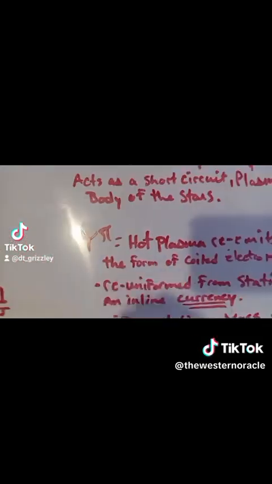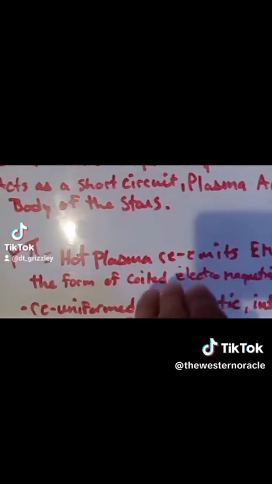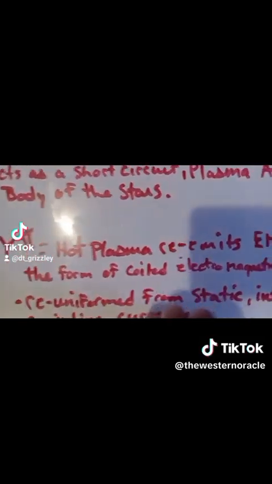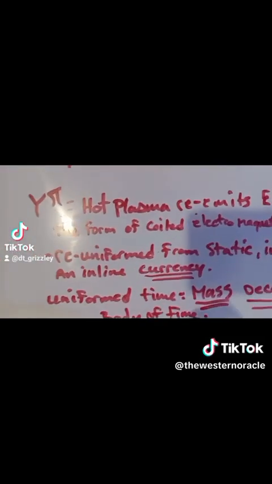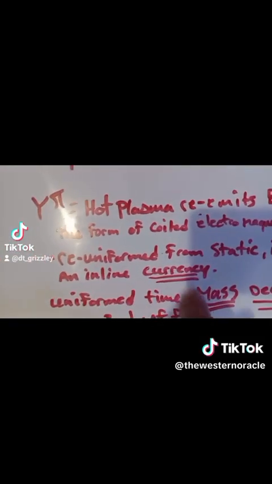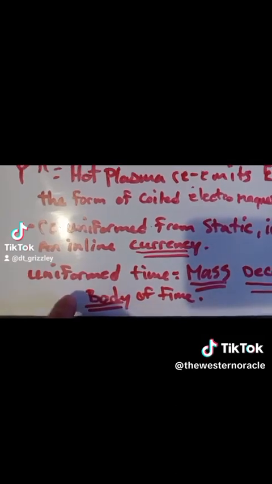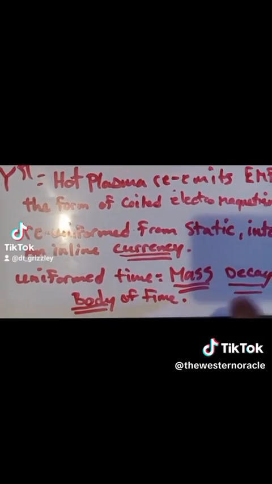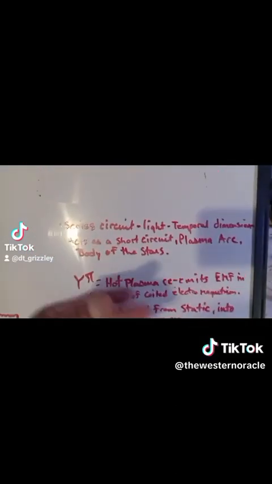Y pi. Hot plasma re-emits EMF in the form of a coiled electromagnetism. Reuniform from static into an inline current. Uniform time. Mass decay body of time. So a star is essentially like a series circuit.